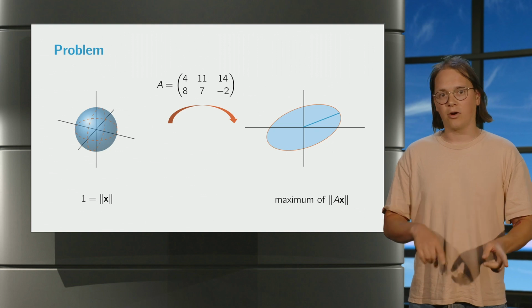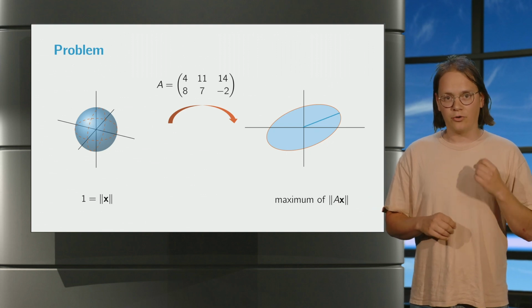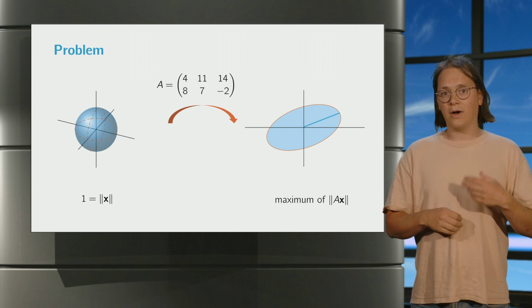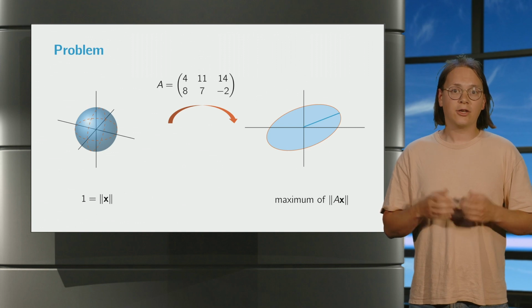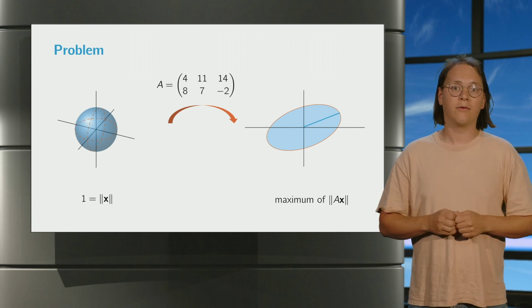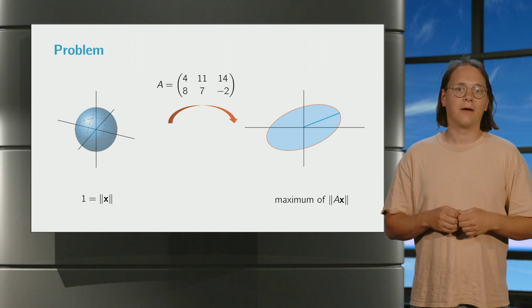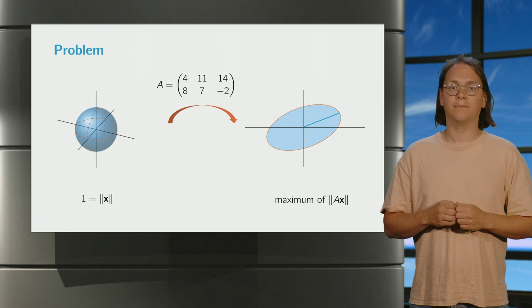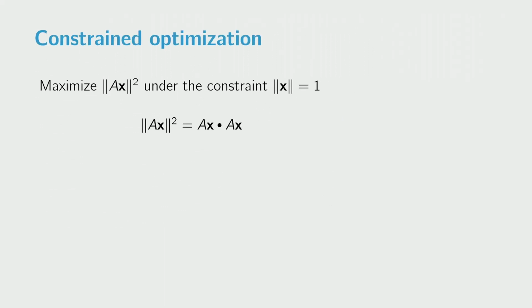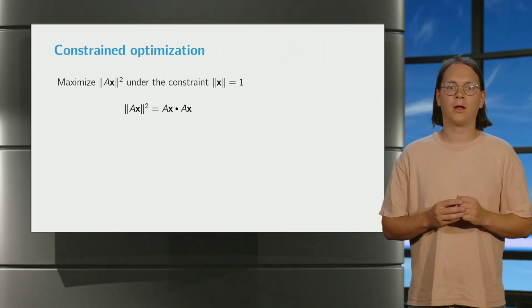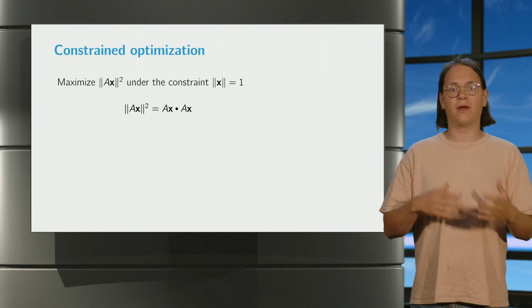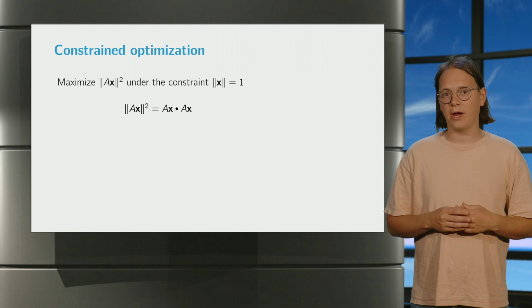So let's go back to our original problem. We start with the unit sphere, which is given by all vectors of length 1. To find the length of the semi-major axis, we actually want to find the maximum length of a vector on the sphere after applying A. So in fact, we are looking at a constraint optimization problem. We are trying to maximize the norm of A times x under the constraint that x be of length 1. Of course, we may as well maximize the norm of A times x squared, since if the norm of A times x is maximal, then so is its square.